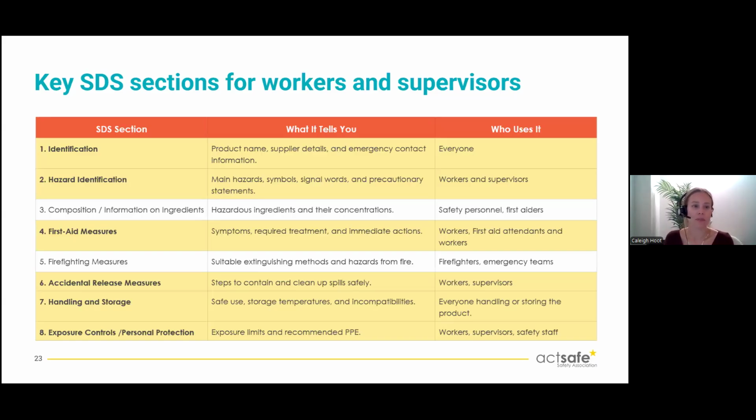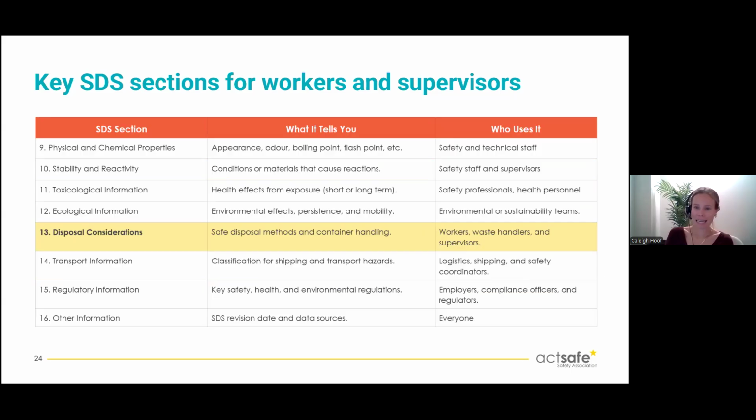Like we can see, we've highlighted handling and storage. Everyone who's working with hazardous products handles and stores a product, so it's a really good section to know about. You can see on the second half, we've highlighted just the disposal considerations. Workers, waste handlers, and supervisors can use that. You may never need to know ecological information, so the environmental effects, but environmentalists and sustainability teams do need to know that information. So it's great for them, may not be applicable to us.